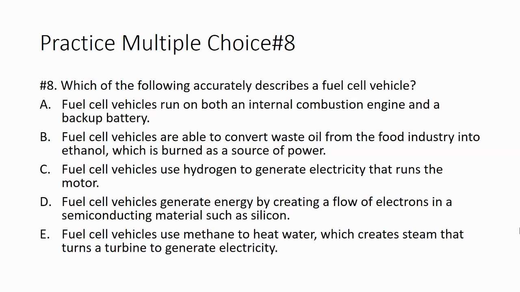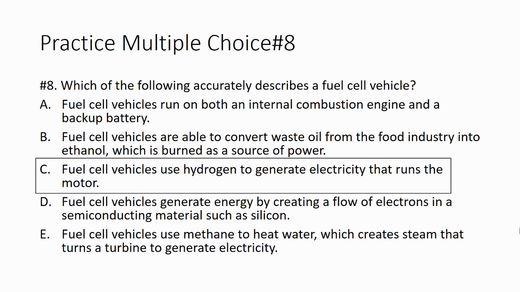All right, guys, here's a practice multiple choice based on our discussion here. Number 8, which of the following accurately describes a fuel cell vehicle? Take a second and pause the video, see if you can answer. Okay, at this point, you should have paused the video, and let's see if we got it correct. Okay, if you said C as the answer here, you would have been correct. Fuel cell vehicles use hydrogen to generate electricity that's going to run the motor.